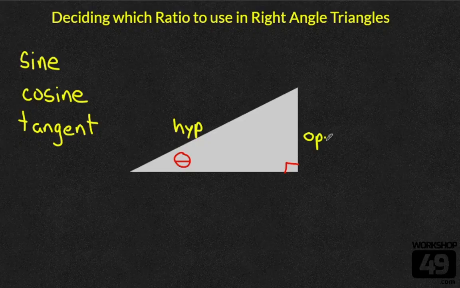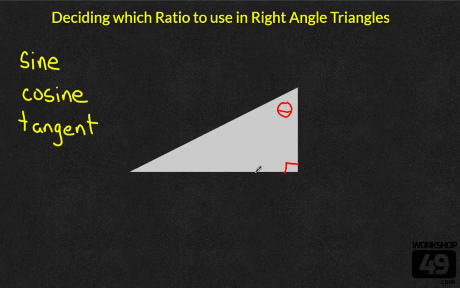Across from the theta is our opposite side. So just like the hypotenuse is across from the right angle, the opposite is across from theta, and the adjacent is the side that actually connects our theta to our right angle. If you can do this, you can correctly label a right angle triangle with the hypotenuse, the opposite, and the adjacent. Let's get a new triangle up here, however.